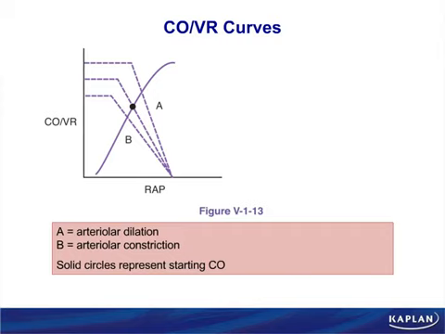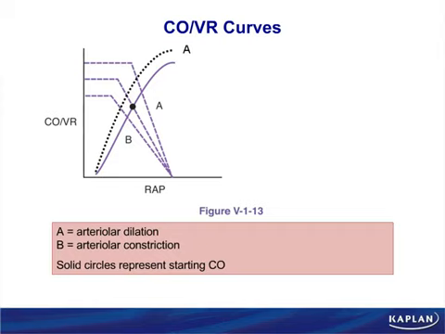Here are three different curves. The black dot represents steady state cardiac output. That's where we start on that point. Again, as we described, venous return determines preload. Now, A represents arteriolar dilation. Notice, we moved up the Frank-Starling curve. What happened to steady state cardiac output? Hopefully you said, it went up.